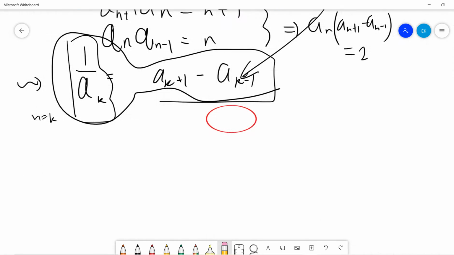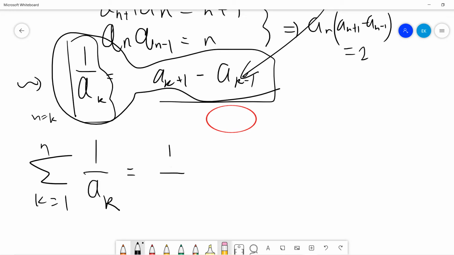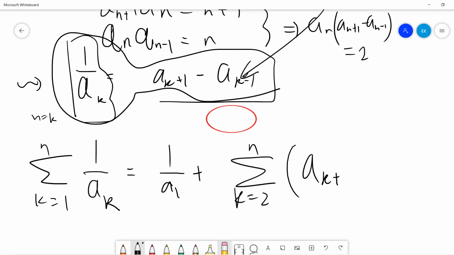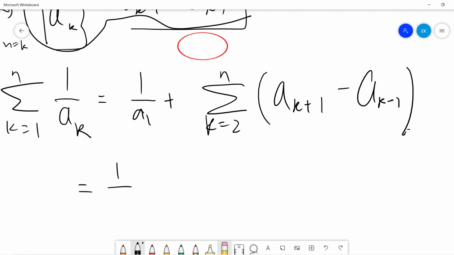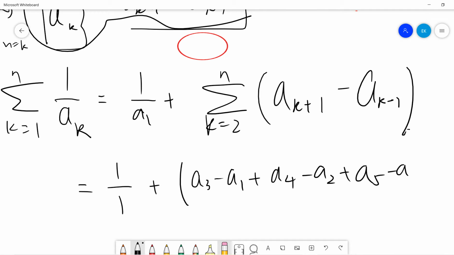Okay, so let's see. We have the sum for k from 1 to n of 1 over a_k, right? Since we already proved n equals 2 is correct, I hope to write it as 1 over a1 plus the sum for k from 2 to n of a_{k+1} minus a_{k-1}. So it's 1 over a1, which is 1, plus this, which I write down as a3 minus a1, a4 minus a2, a5 minus a3, a6 minus a4, up to a_{n+1} minus a_{n-1}.